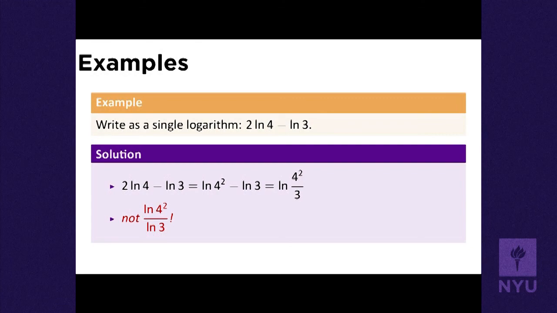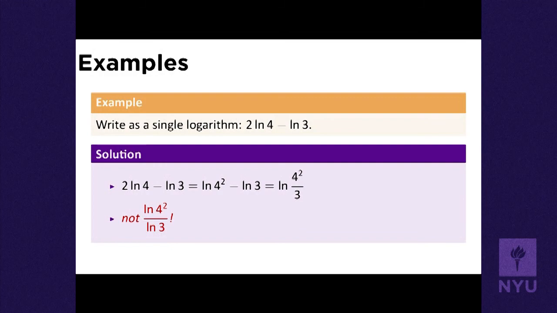Okay? Now, students will get this confused a lot and say that the difference of the logs is the same as the quotient of the logs. And that's not what we're saying about logarithms. The difference of the logs is the log of the quotient. The log of 4 squared divided by 3, not the log of 4 squared divided by the log of 3. Okay, so try this one yourself.